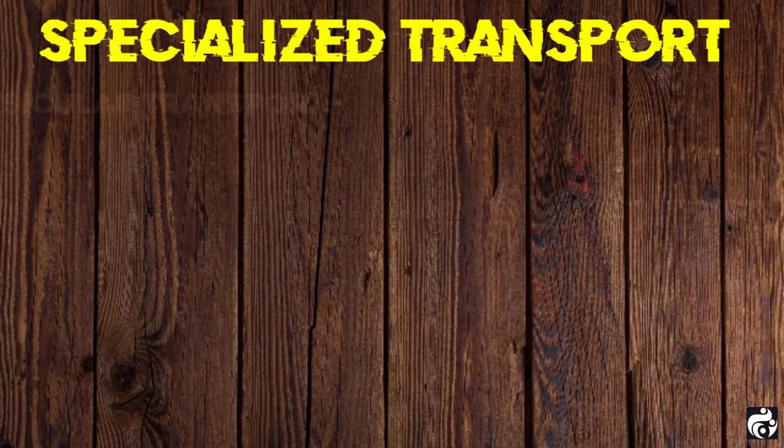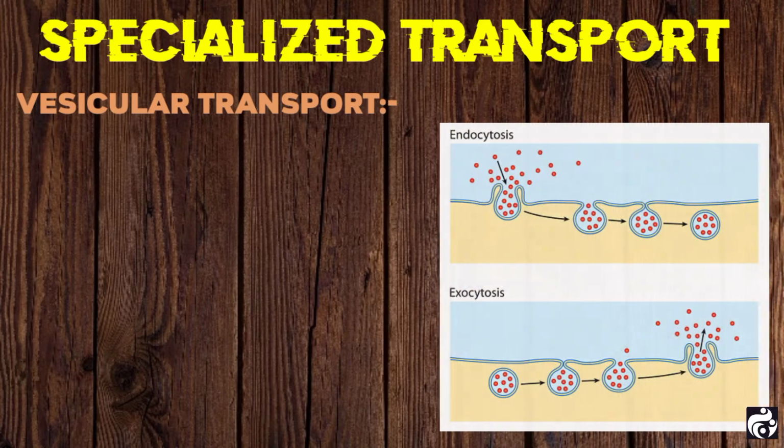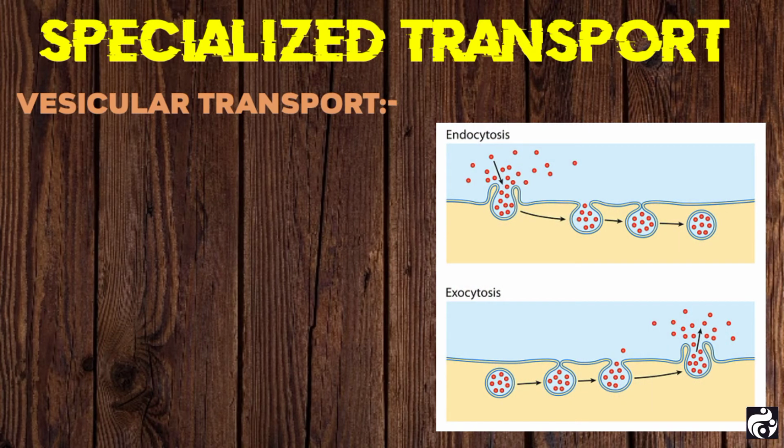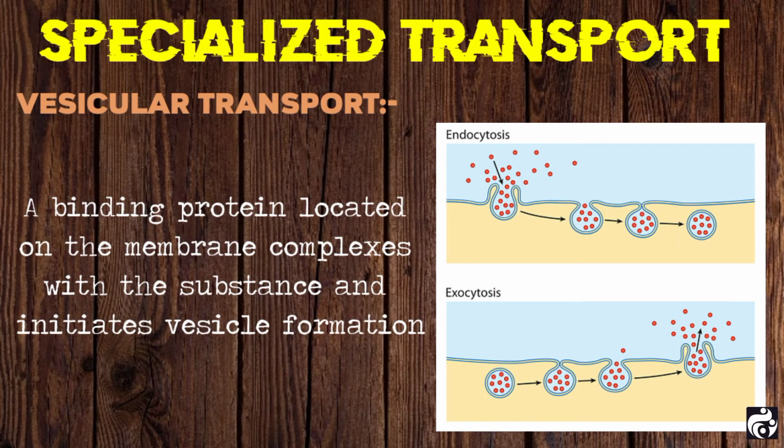And in case of vesicular transport, endocytosis or exocytosis occurs. A binding protein located on the membrane complexes with the substance and initiates vesicle formation.